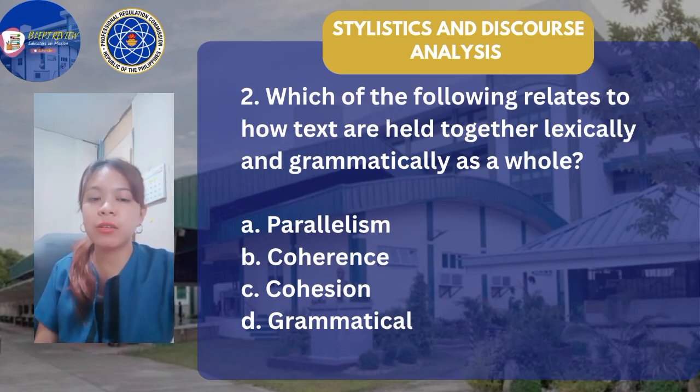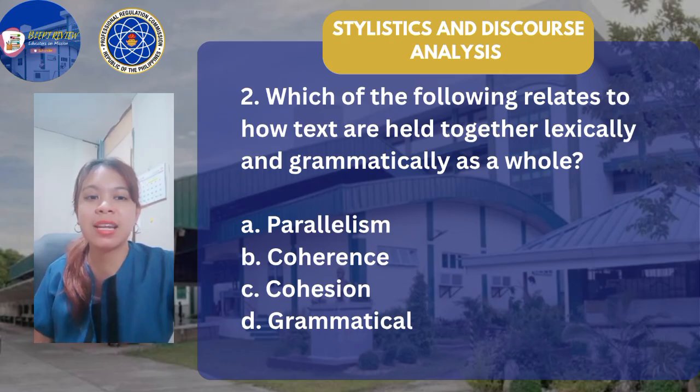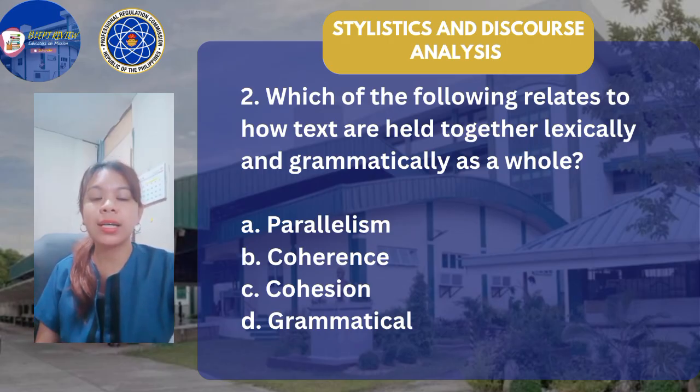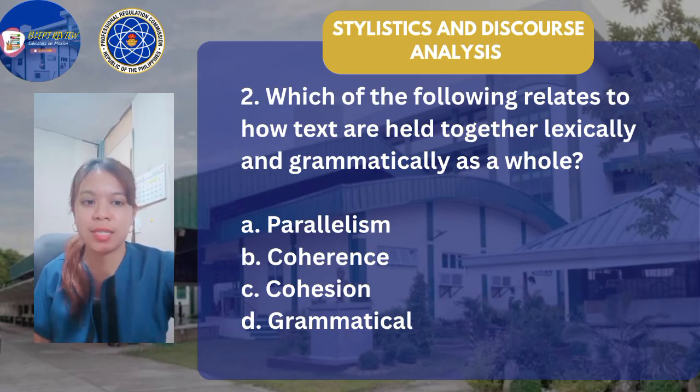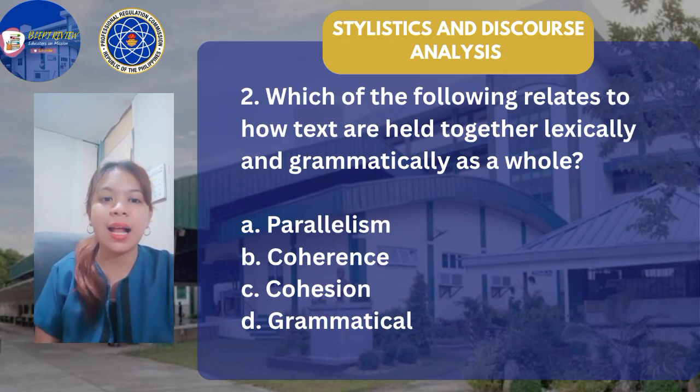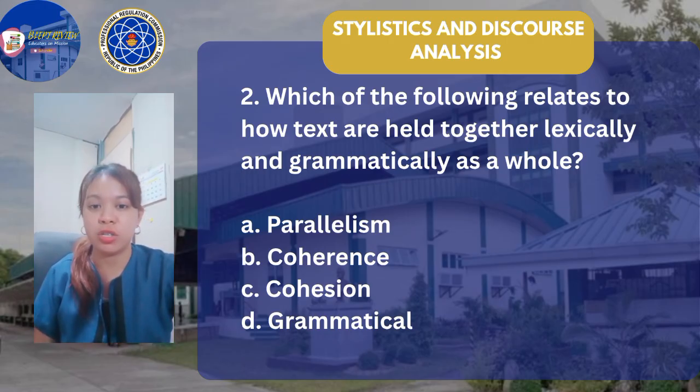Another one, we have the coherence. Coherence is related, but it refers to the logical flow or the clarity of ideas in a text, not just the grammatical or lexical connection. Based on the question earlier, we are looking for the texts that are held together lexically and grammatically as a whole. That's why coherence is incorrect.